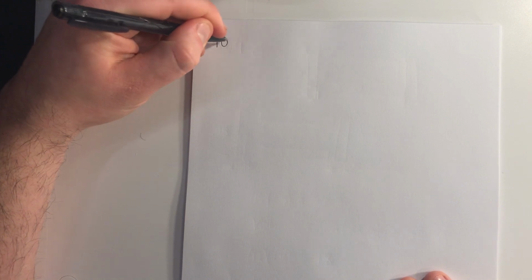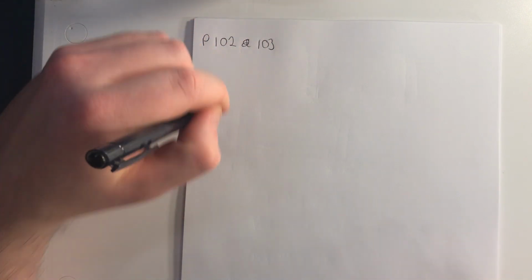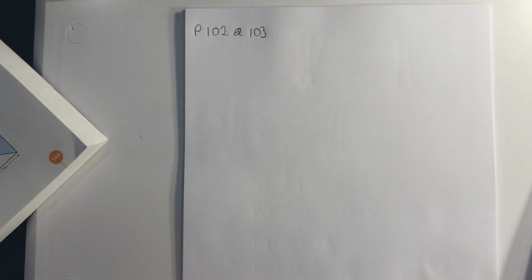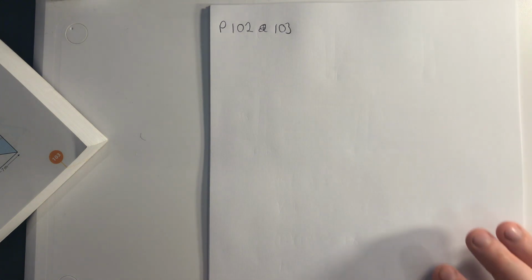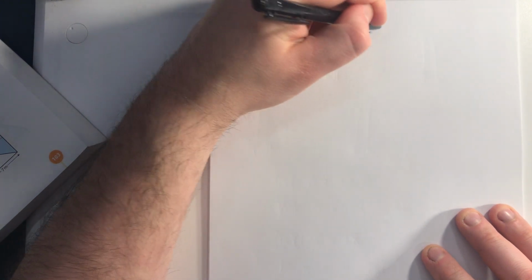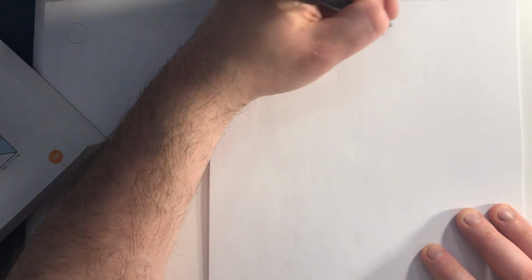We're going to start off by reviewing what you should already have done last year with Mr. O'Donoghue. The questions we're going to be looking at are on pages 102 and 103. This is just reviewing stuff you would have already done last year. We're going to do question 7, question 9, and question 12.